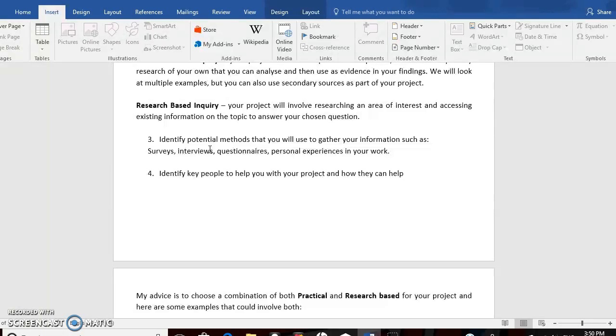Number 3, identify potential methods that you can use to gather your information. Surveys and interviews are fantastic. We had a few surveys and interviews done last time with people out in sports clubs when they were talking about, it might have been about sponsorship. I remember one boy looked at alcohol sponsorship and how the local footy club looked at that and whether it should be banned and that type of thing.